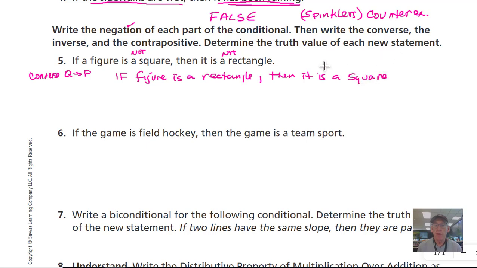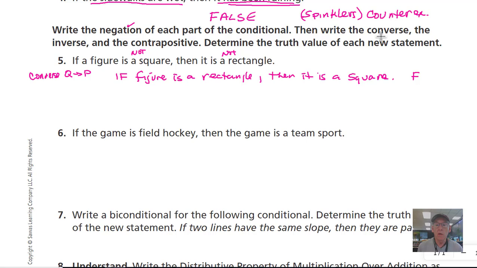They also want us to evaluate each one of these. If the figure is a rectangle, then it is a square. That's not true. A square is a rectangle that has all congruent sides. So some rectangles can be squares. So this is a false statement.